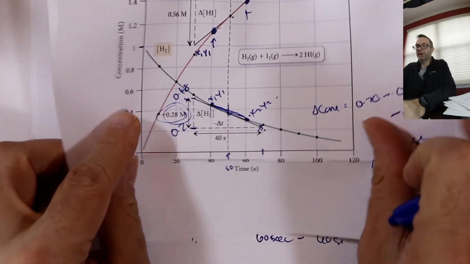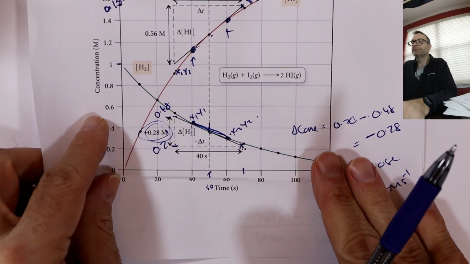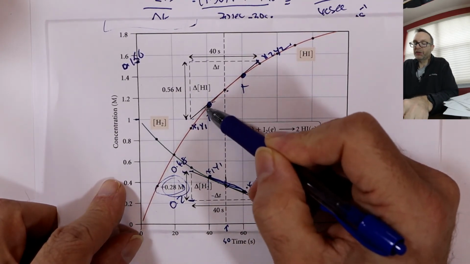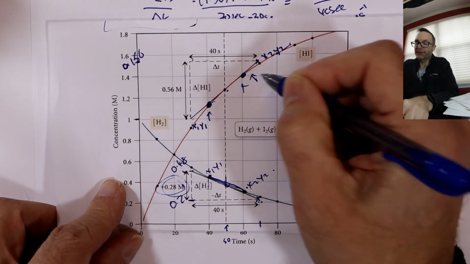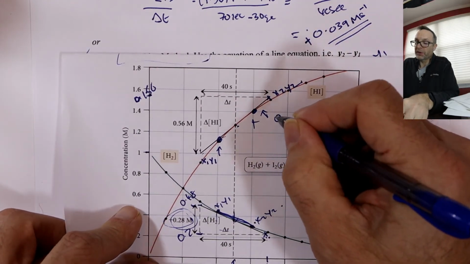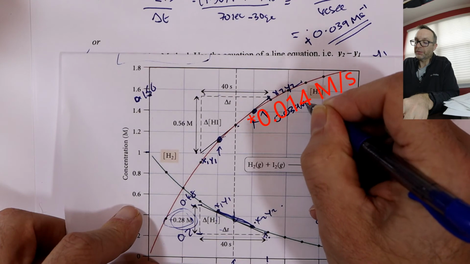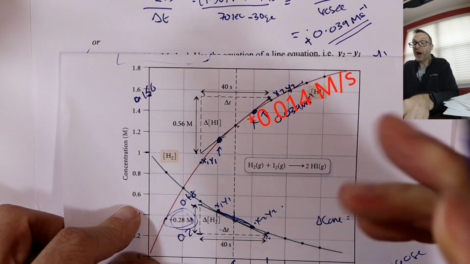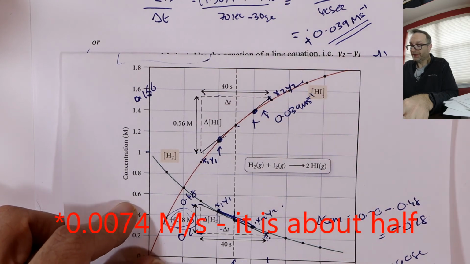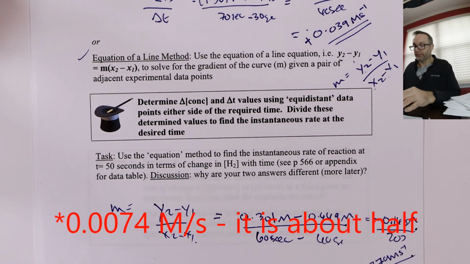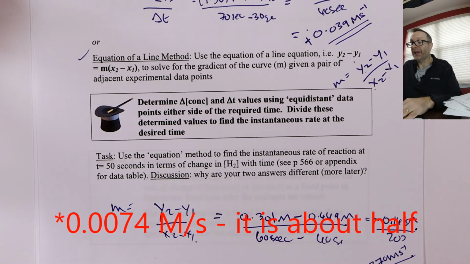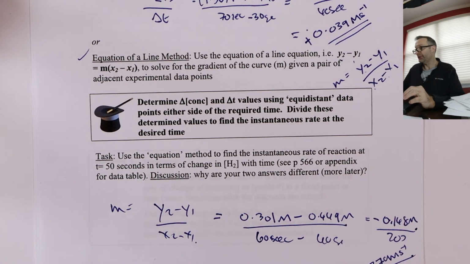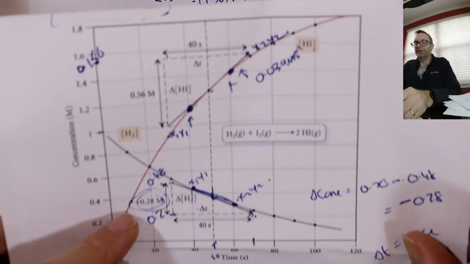If I go back to my original graph. Okay, so we worked out this one, but just by drawing the tangent, and that one was 0.039 moles per liter per second, right? And this one, well, it should be about half that, right? But it's 0.27, right? So it's a little bit bigger than half that. Why? Because the two methods are slightly different.